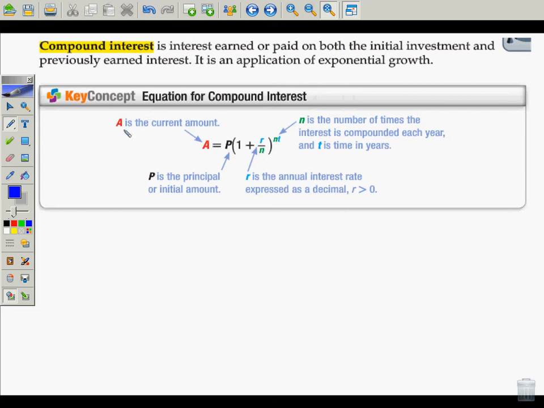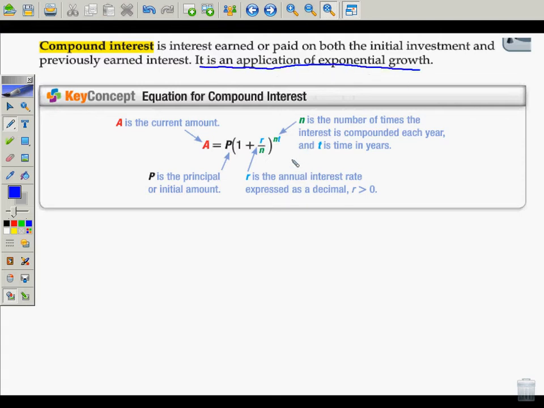So the next thing we're going to talk about is compound interest and the equation we have for it. Compound interest is interest earned or paid on both the initial investment and previously earned interest. Okay? Basically what it means is you earn a little bit of interest and then you start earning interest on that interest because that's added to your amount. It's basically exactly how any bank account you've ever had works. It compounds the interest.